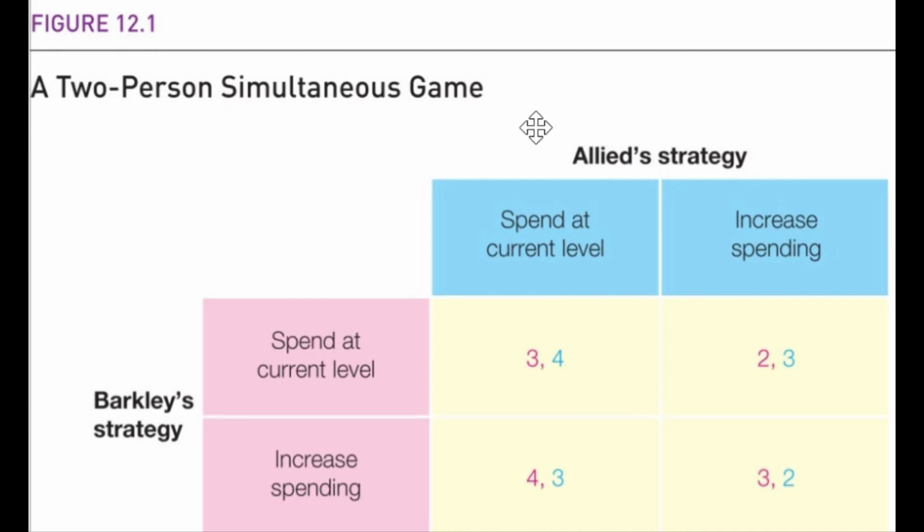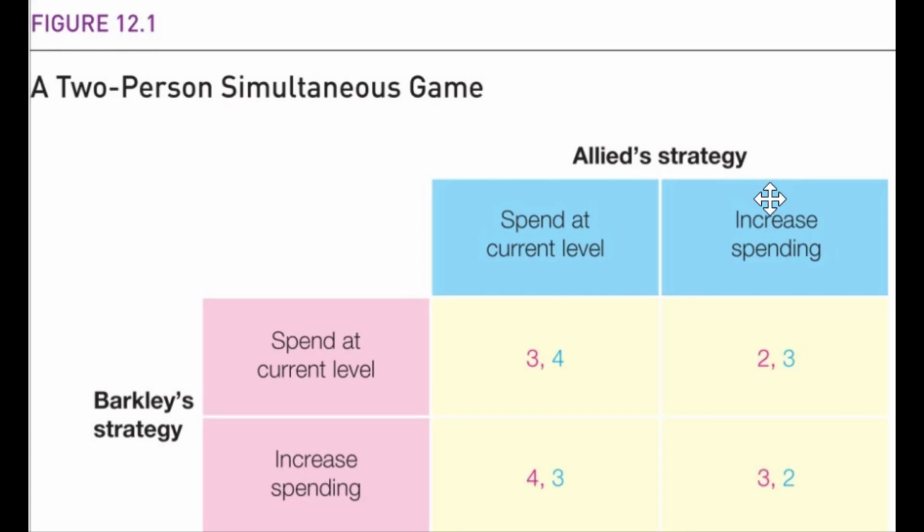What about the opponent, the other player, Allied? For Allied, if you look at spend at current level, the blue ink, that's the payoff for Allied. The spending at current level, that action or strategy, generates 4 and 3. So you have to read the column vector for Allied. Spending at current level can generate for Allied 4 or 3, depending on Barkley's strategy, right? 4 will be the payoff for Allied if the opponent does spending at current level, or 3 will be the payoff for Allied if the opponent Barkley does increase spending.